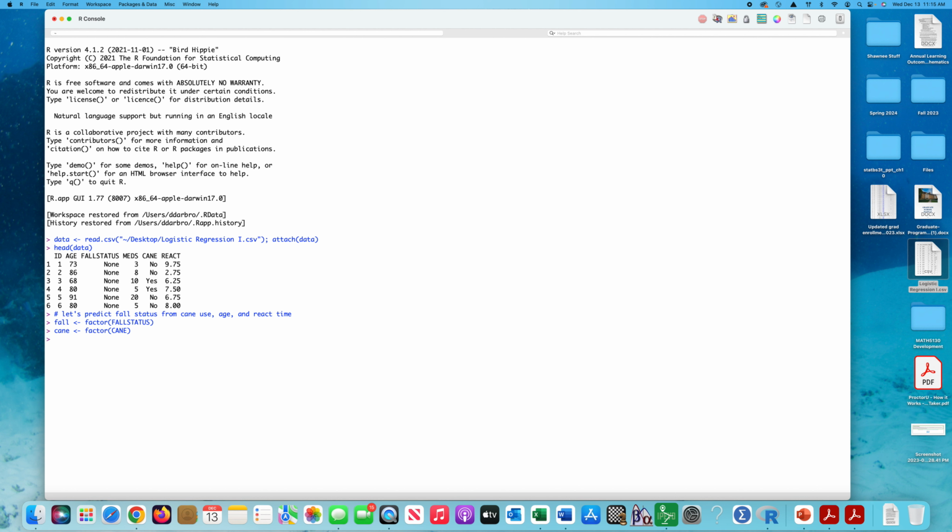just lowercase cane. The next thing I have to do, again, because I'm now forcing these things into dummy variables, is I need the reference group to be clearly specified. So I'm just going to re-level fall back into itself with the reference category as none. I'm going to re-level cane back into itself with the reference category equal to no. Now, notice that the reference category is a level, categorical. I have to put this in quotation marks, so just make sure.